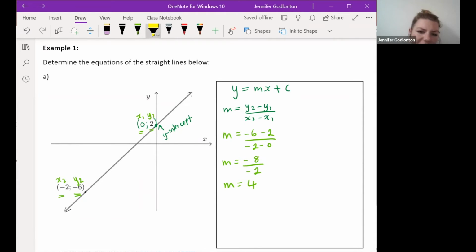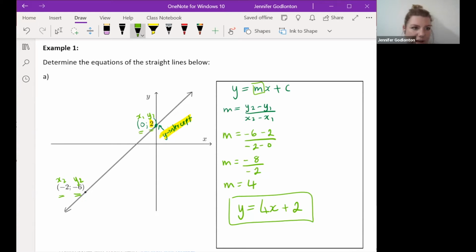So now I have my m value. But we also have our y-intercept because we know that that point is my y-intercept. So when I put this into my equation, m is equal to 4, so that's 4x, and then we add in our y-intercept, which is 2. And that's the equation that I'm looking for. I would give you 2 marks for getting the 4 and 1 mark for getting the 2.